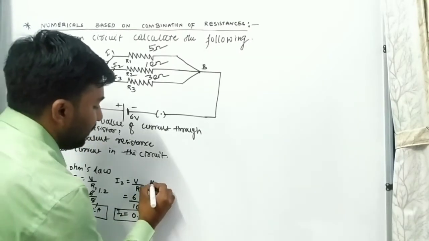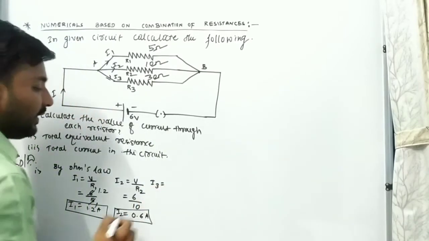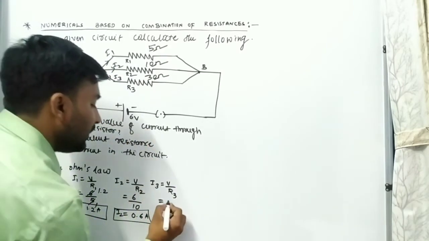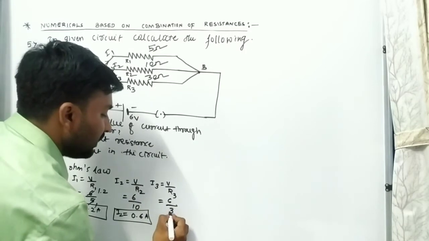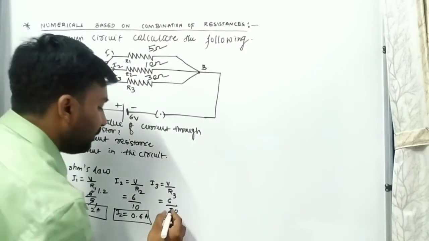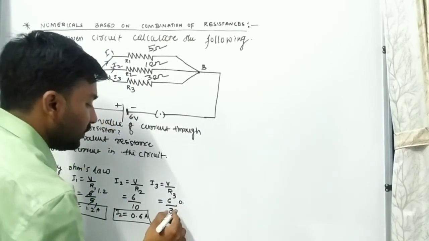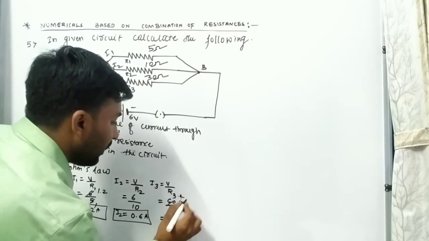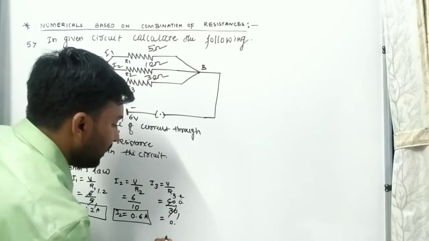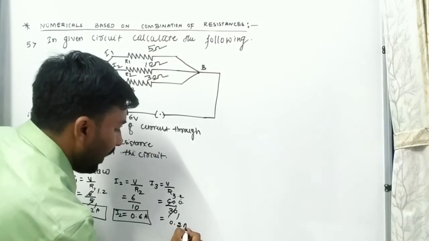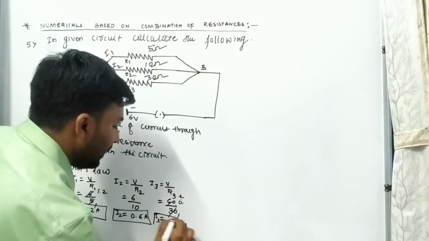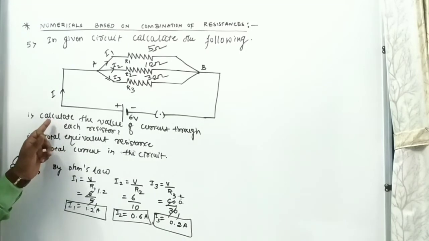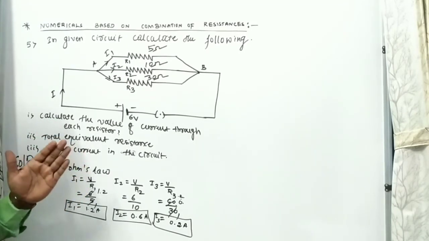Now similarly, I3 is equal to V divided by R3. V is 6, R3 is 30. So 3 ones are 3, 3 twos are 6. Here it is 0.2 ampere. So I3 is equal to 0.2 ampere. So we have calculated the current through each resistor.